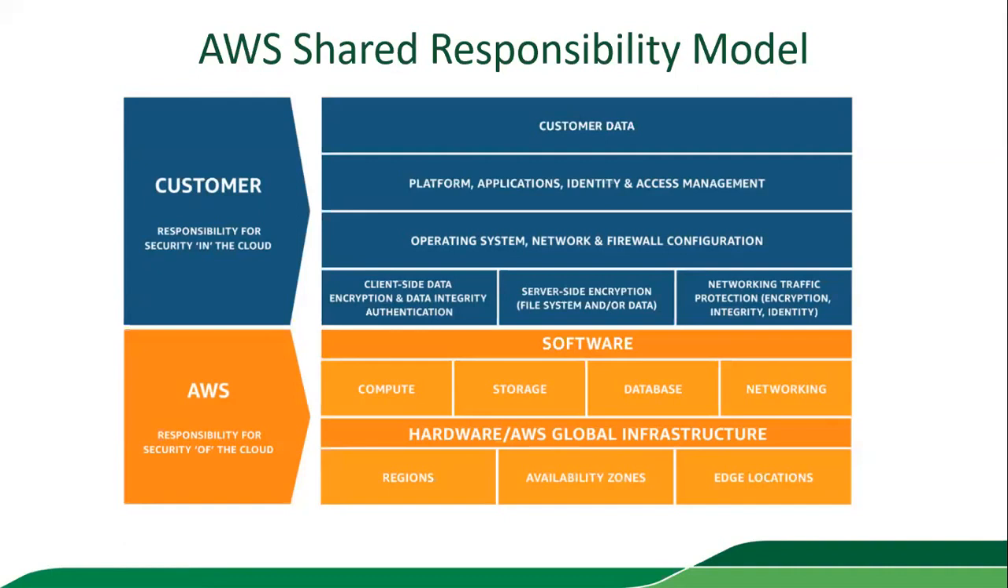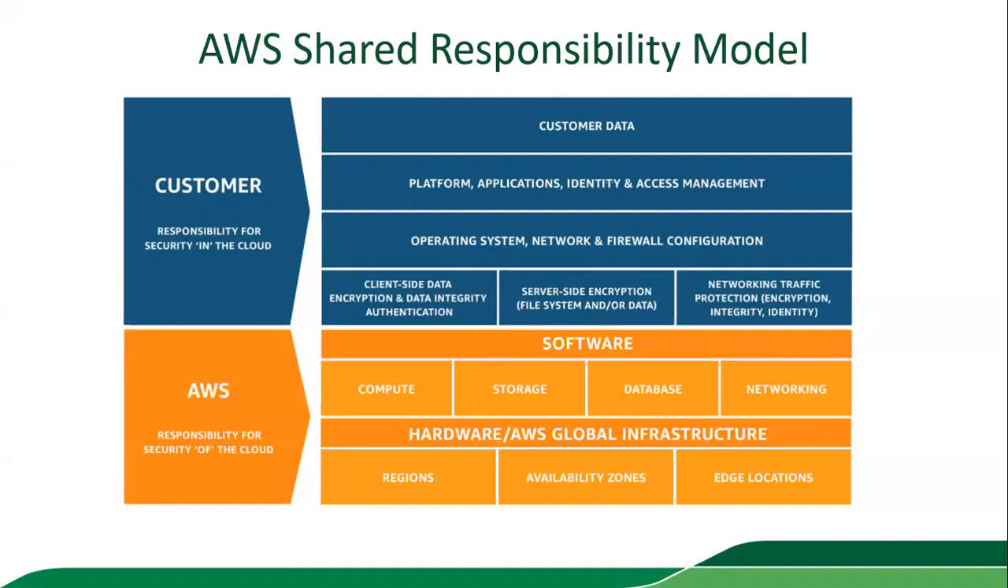As a customer, I should take care of my data, right? I should encrypt my data. I should enforce server-side encryption to protect my data. This is something AWS will not do for me by default. Of course, they will provide me services for encryption, but I have to make use of those services to encrypt my data. Similarly, operating system configuration and network firewall configuration will all be taken care of by the customer. For example, operating system patching, and disabling or enabling firewall configuration, is all done by the customer.